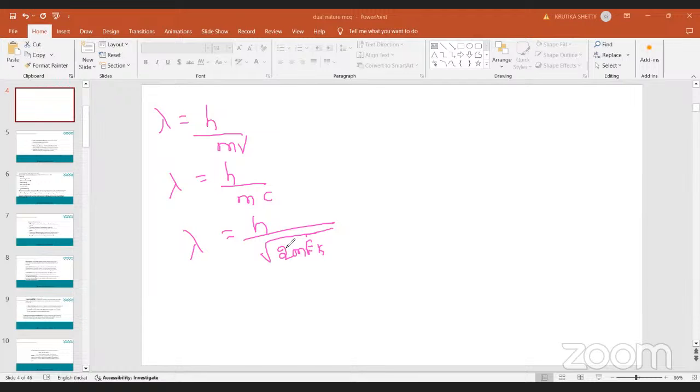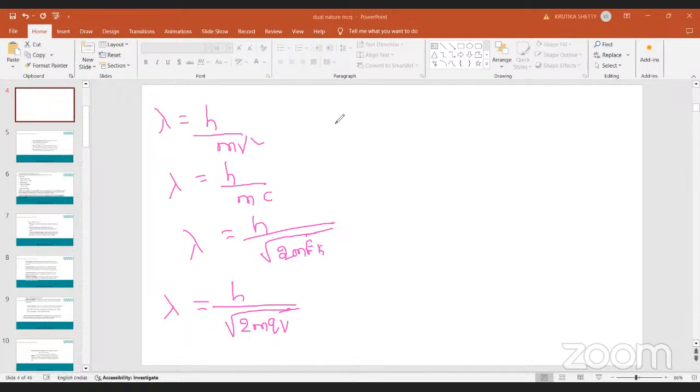This is in terms of kinetic energy. One more formula for lambda. Though there is no derivation in this chapter, in terms of potential also we can write lambda is equal to h divided by root of 2 m q into V.